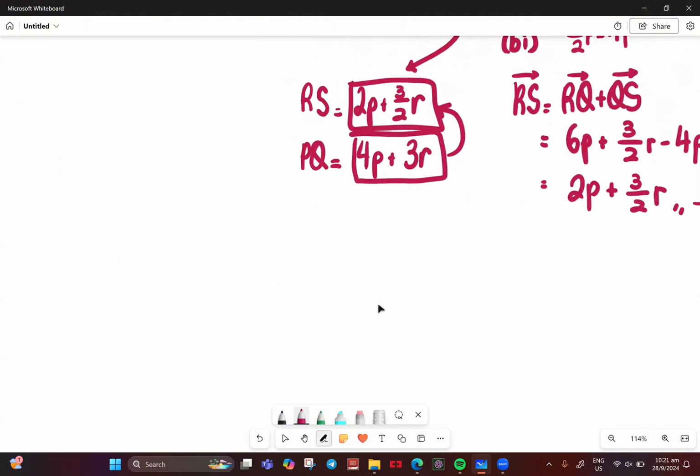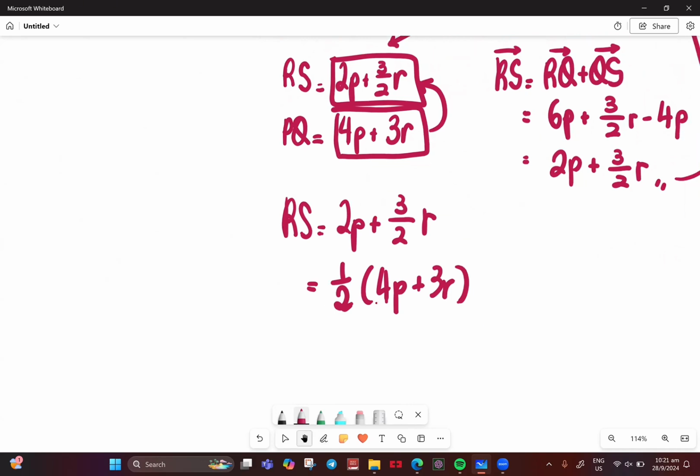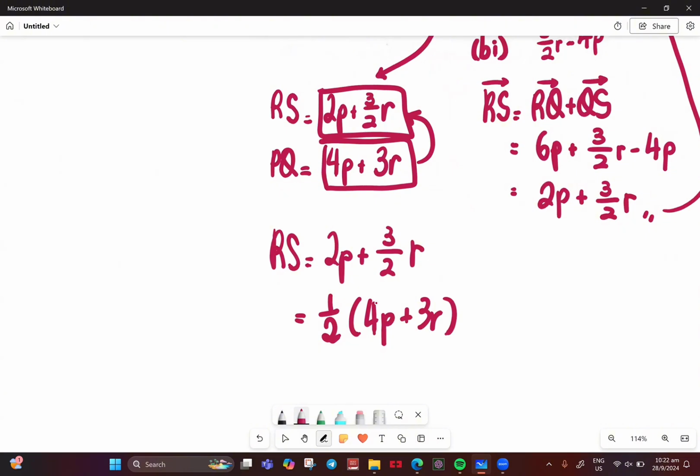All right, so to show that, we just have to say RS is actually equals to 2P plus 3 over 2 R. Okay, and this is actually equals to, now we are going to put in 4P plus 3R. Am I making sense? All right, what is this? This has to be 1. It has to be half. Do you agree or disagree? All right, so RS is half of PQ.